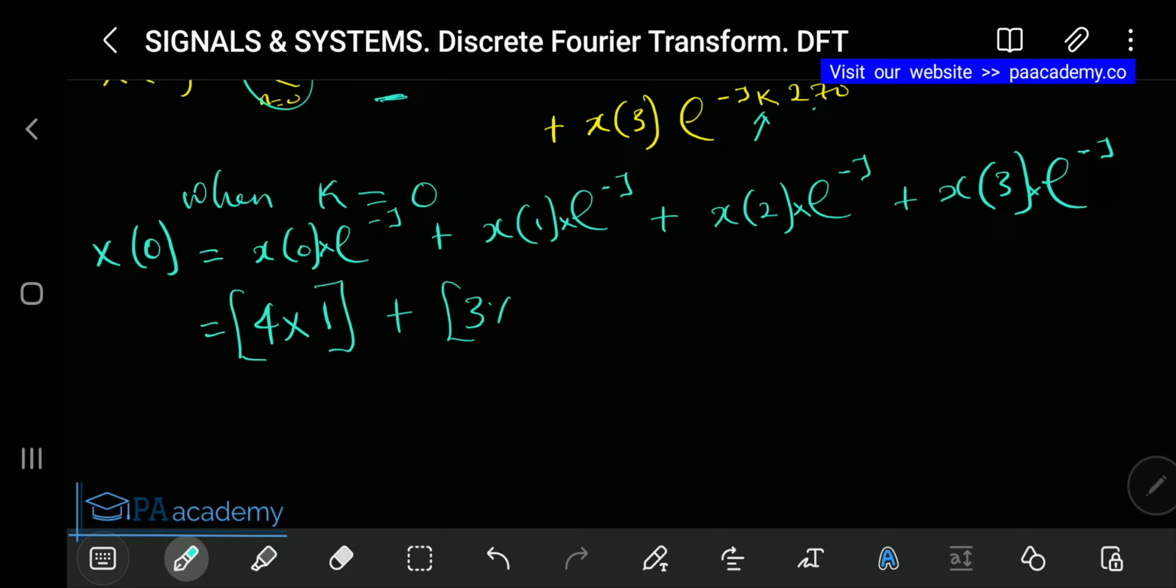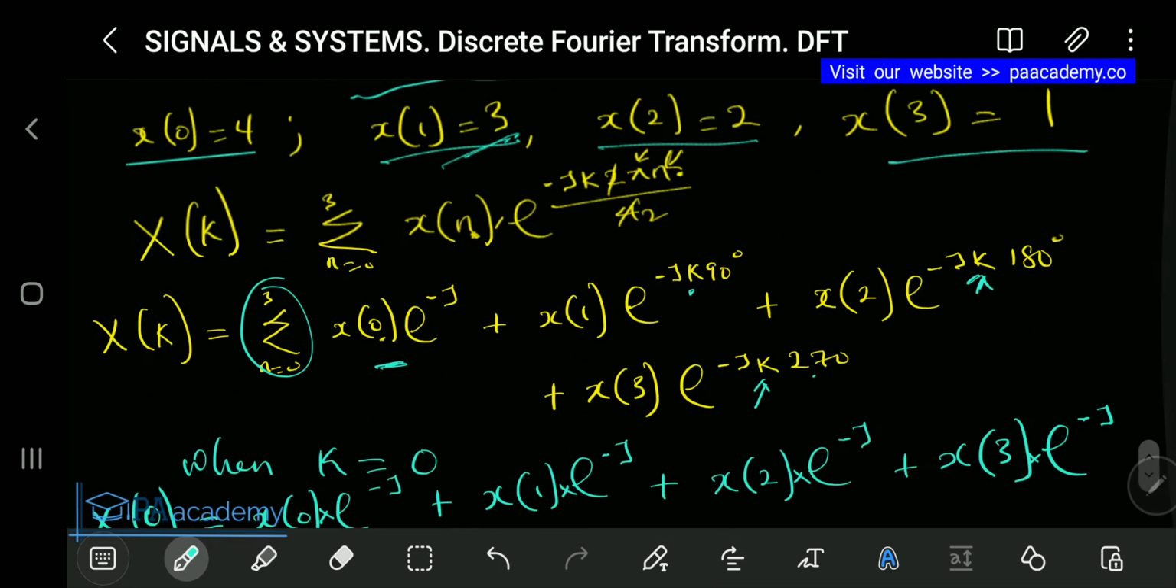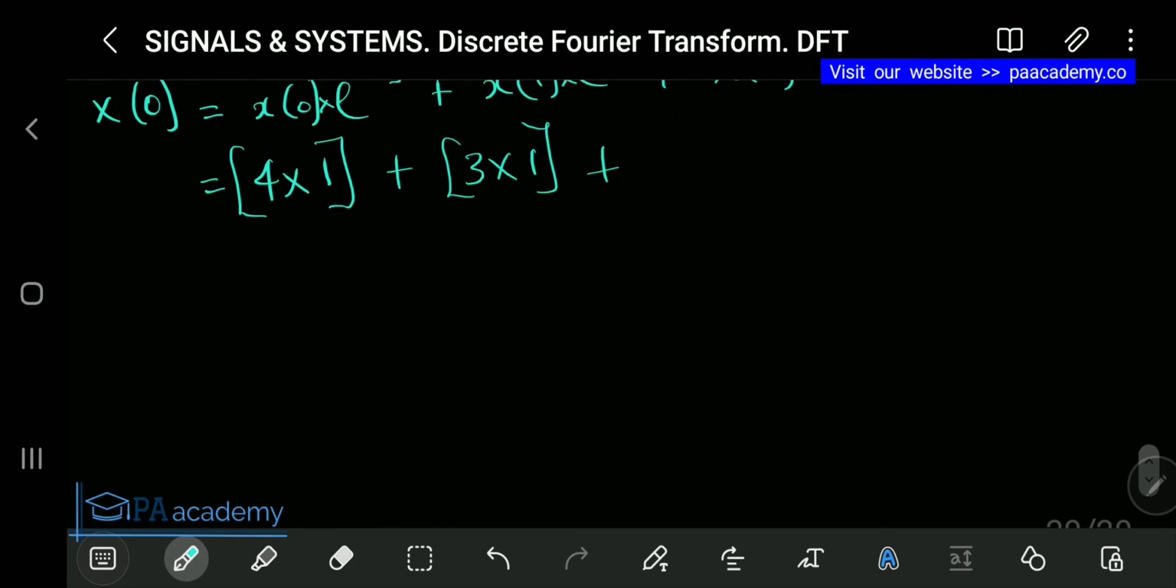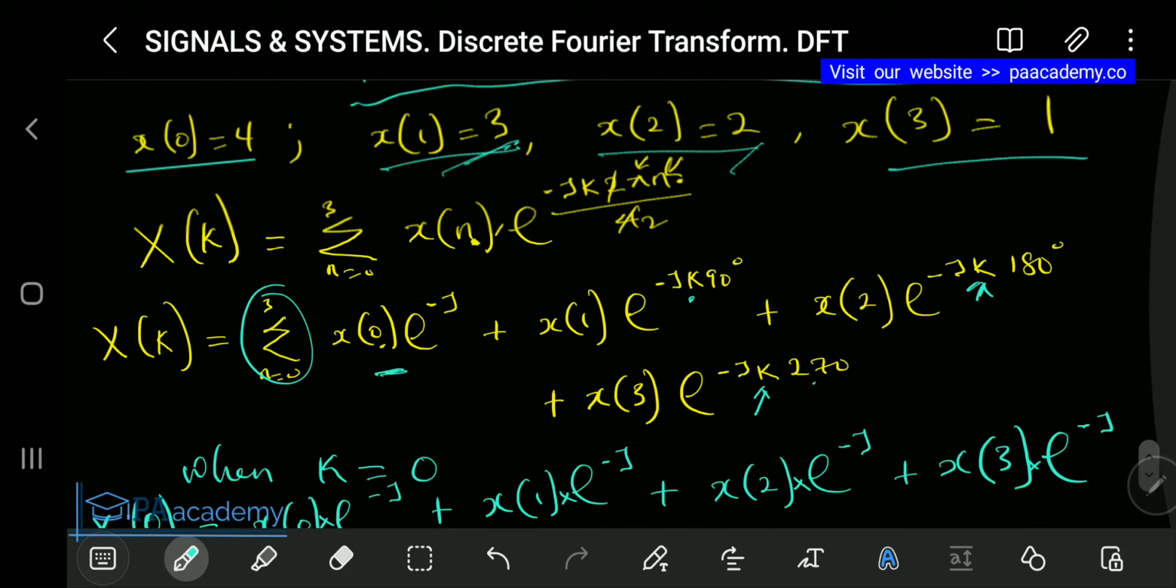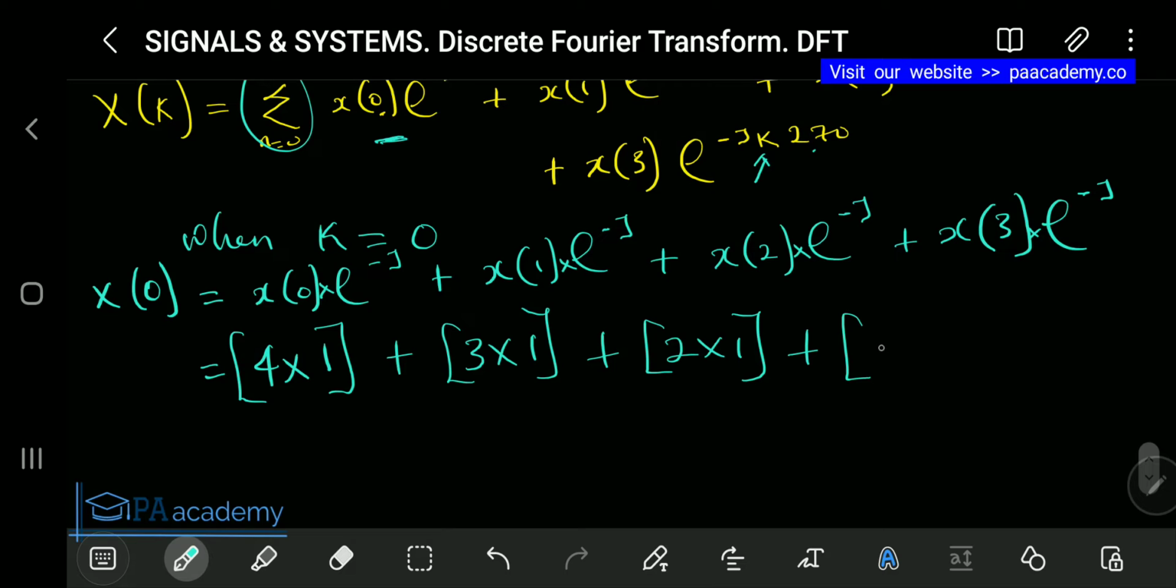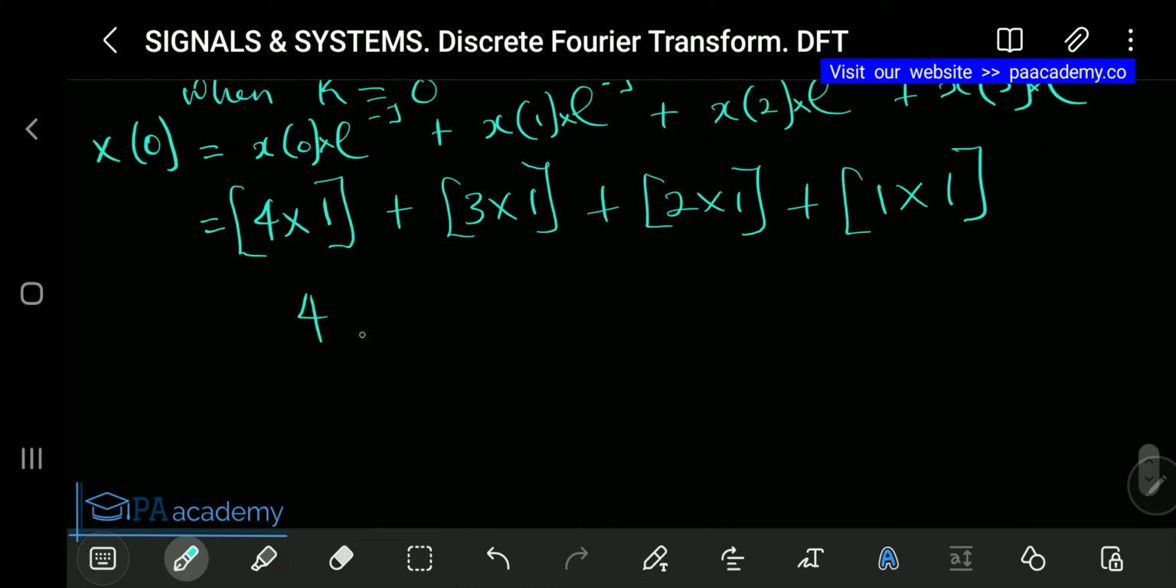So that's 3 times, again, exponential minus j is 1, plus x of 2, our x of 2 is 2. So that will be 2 times exponential minus j is 1, plus x of 3 is 1. That's 1 times 1. So if you put this together, we are going to have 4 plus 3 plus 2 plus 1. And that should give us 10. So now we've gotten our x of 0.